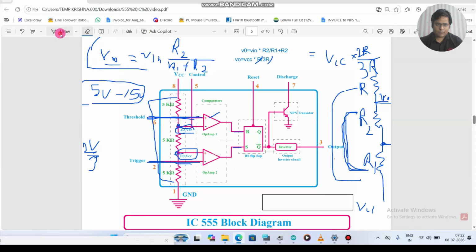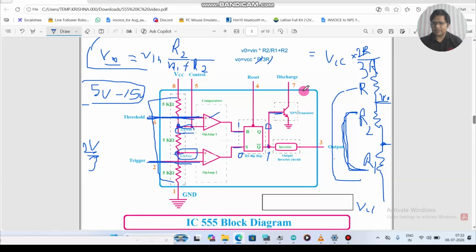Now let's say here we are getting 1 and here 0. This side will become 0 and this side Q bar will become 1. Okay, that's how the flip-flop works. So if reset is 1, it will make Q bar 0, and if set is 0, then Q bar will be 1.